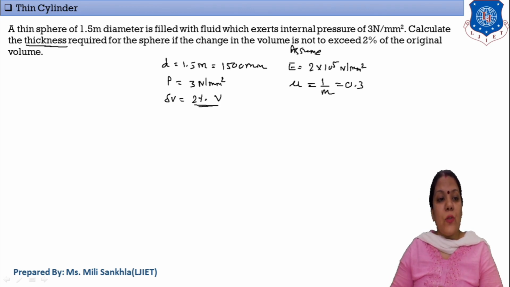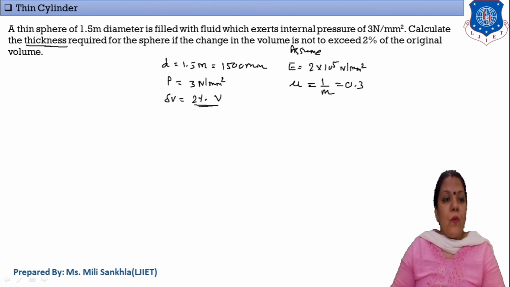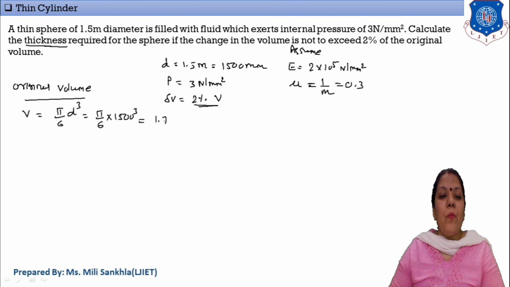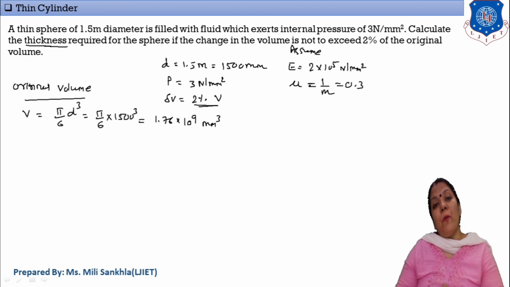Now first we find out, write down here, our original volume. Original volume V is equal to pi by 6 d cube. Now pi by 6 and d is given, 1500 cube, and my volume is equal to 1.76 into 10 raised to 9 mm cube. This is the original volume of the spherical vessel.